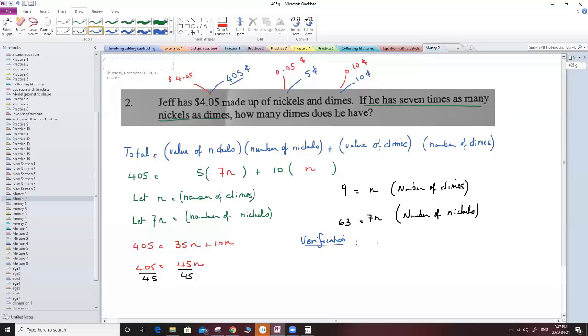So for the verification, I'm going to say what? I have 9 dimes, 9 times 10 cents, plus I have 63 nickels, that means times 5. Let's see what the total equals. I have here 90 cents plus 5 times 3, 15, I carry 1. 5 times 6, 30, 31. If I add these two numbers, 5 and 0, it's 5. 9 and 1, it's 10. I have 1. And 3 plus 1 equals 4. This is really the original. This is for sure cents. And that means I have $4.05.